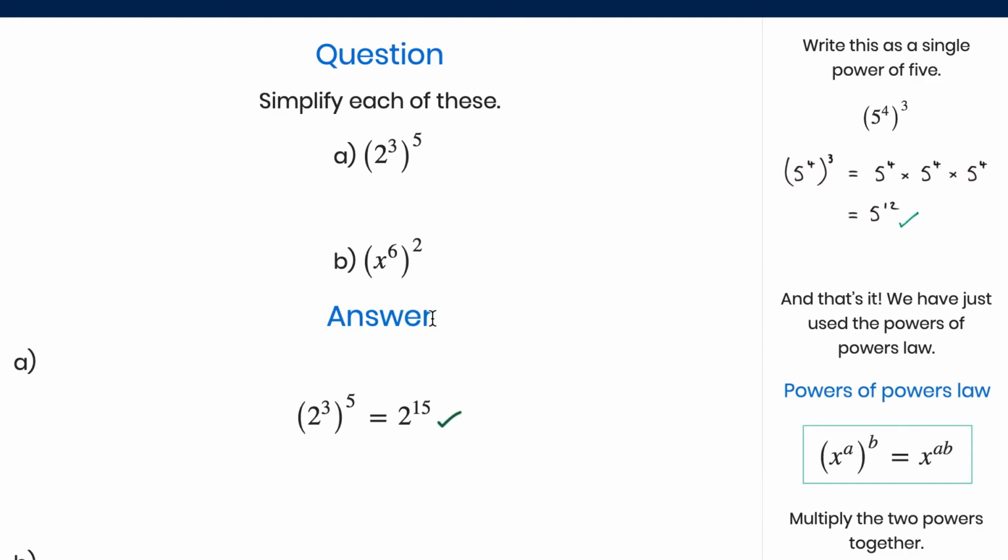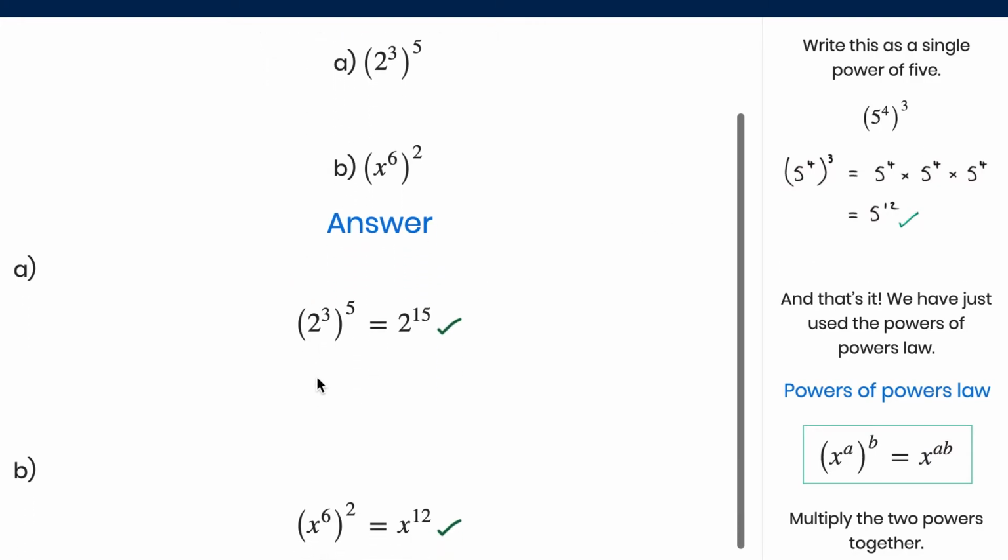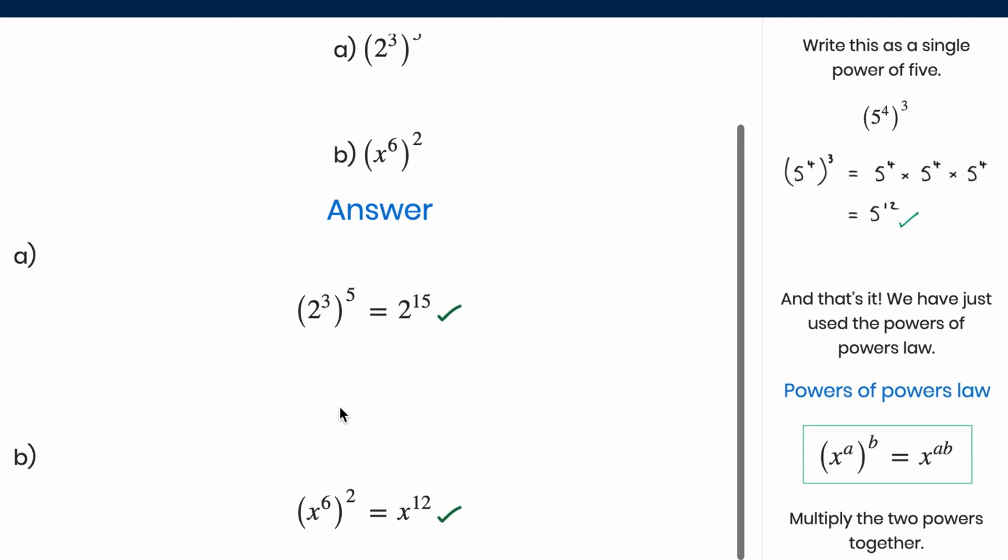Okay, so here are the answers. For part A, 2 to the power of 3 to the power of 5 is just 2 to the power of 15 because 3 times 5 is 15. And likewise, the powers of powers law also applies to letters. So in part B, x to the power of 6 to the power of 2 is equal to x to the power of 12 because 6 times 2 is equal to 12.